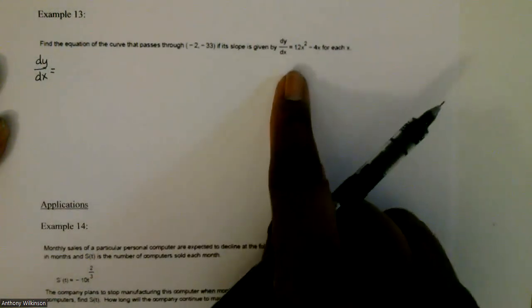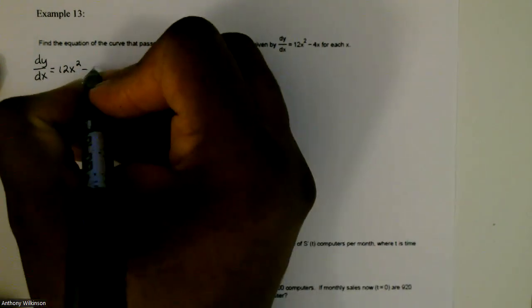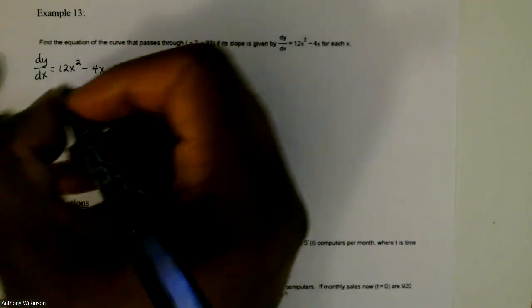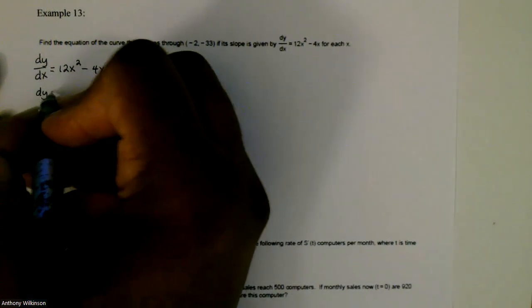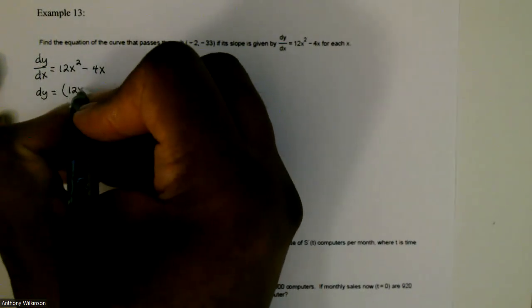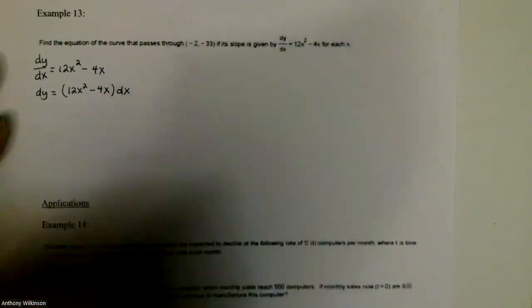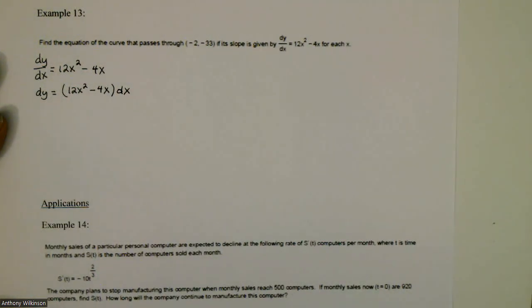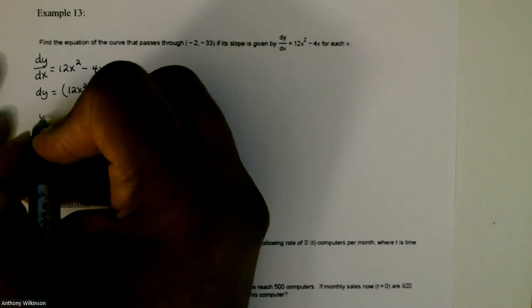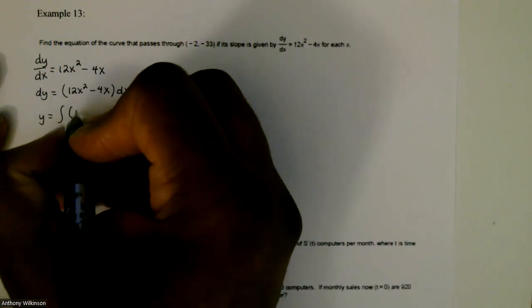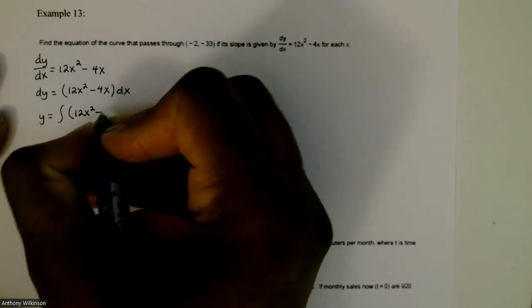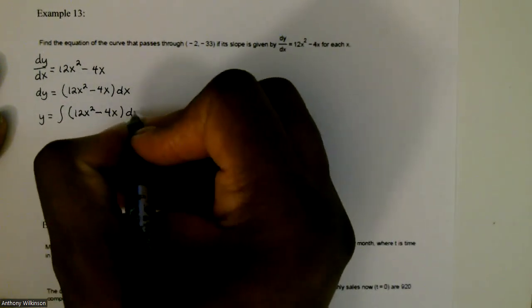So in this case here, dy/dx is equal to 12x squared minus 4x. And if I was to write this as a differential, that would mean dy is equal to (12x squared minus 4x), now in parentheses, times dx. And then to find out what y is, we just take the integral of that, 12x squared minus 4x times dx.